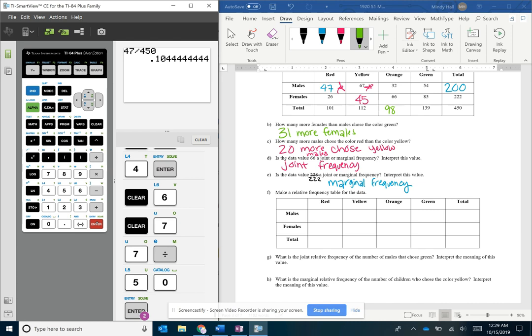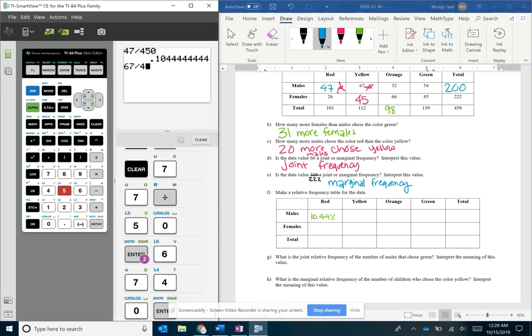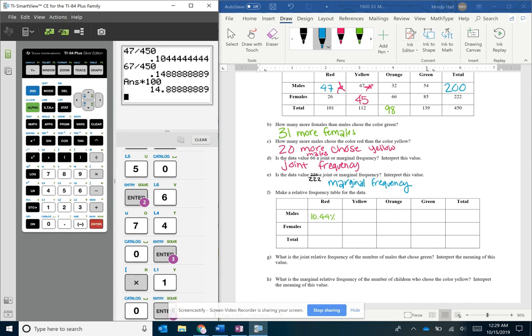So when I move that, that would be 10.44%. So then for yellow, we have 67 out of 450, so 67 divided by 450. By the way, if you're not good at moving the decimal in your head, you can also just multiply by 100 once you have that decimal. And we get 14.888. So that third 8 tells us to round it up. So it is 14.89%.